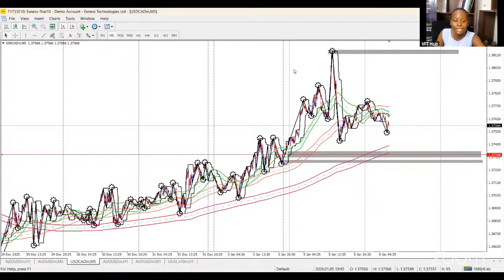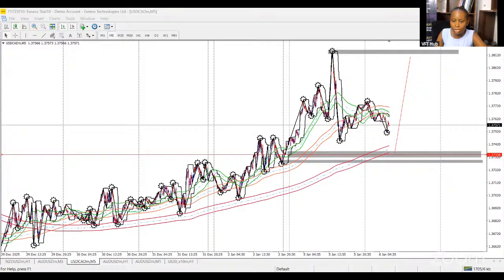So as USD CAD comes here, there's a very high chance this one is going to hold and give me a support, and I'll take a buy of USD CAD from here, targeting the next level, which will be somewhere around here. That's the next resistance point. So this is pretty much what I am looking out for today.